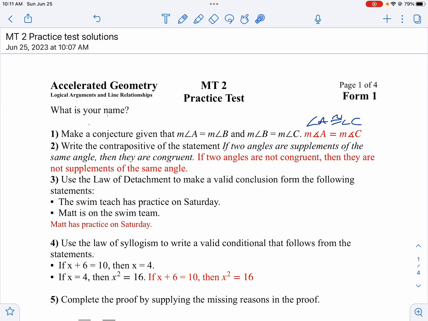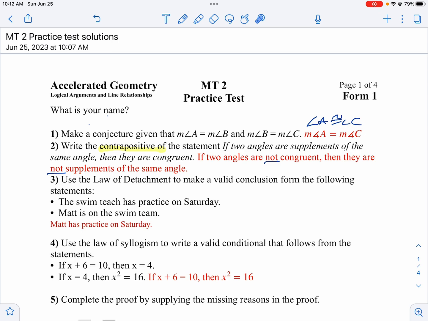Contrapositive for number 2. When they say contrapositive, we flip it and take the negation. So it should be if two angles are not congruent, then they are not supplementary to the same angle. That would be your contrapositive.